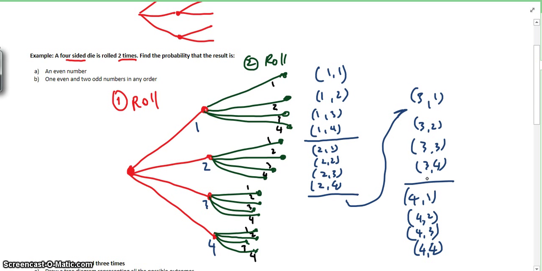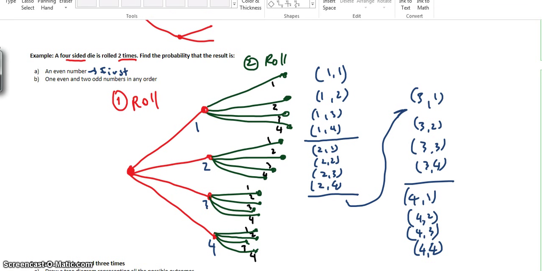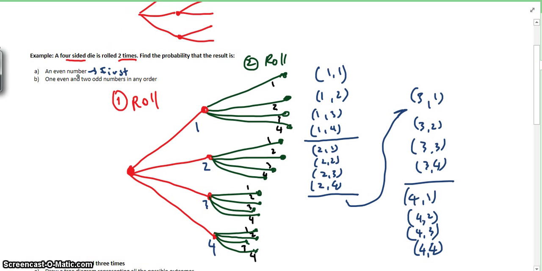Alright, so now let's look at the questions that we have to answer. Find the probability that the result is an even number. Sorry, I do apologize, this is supposed to say an even number first. Otherwise, it doesn't build on the next question. So, what's the probability that we roll an even number first?